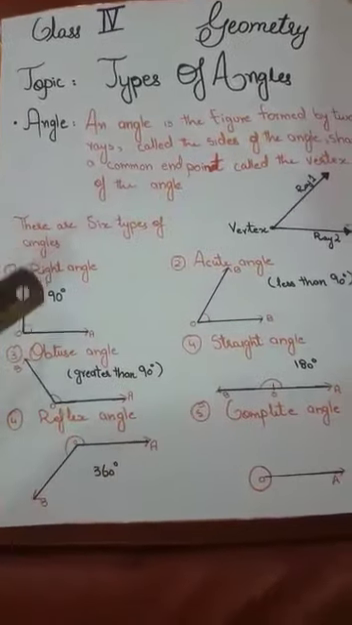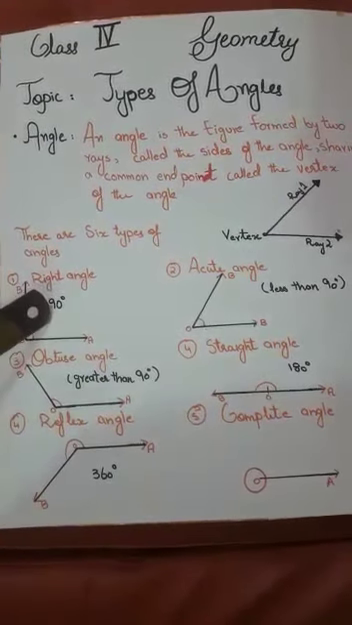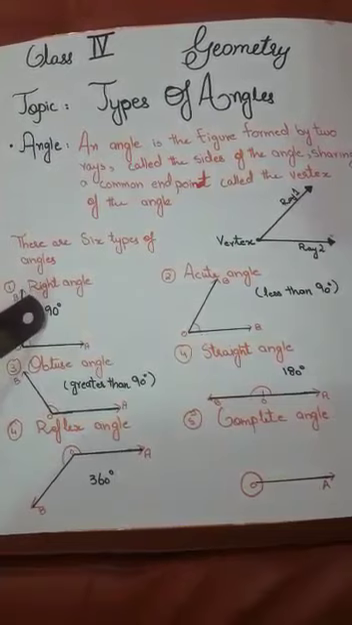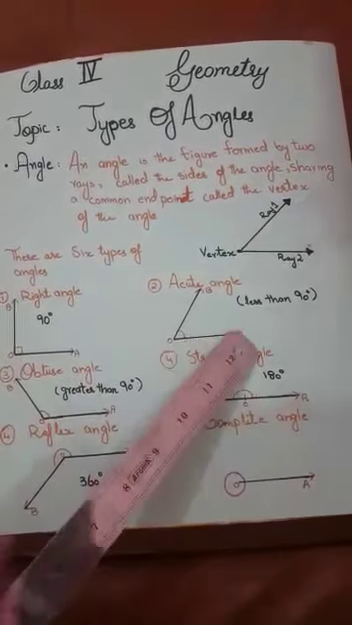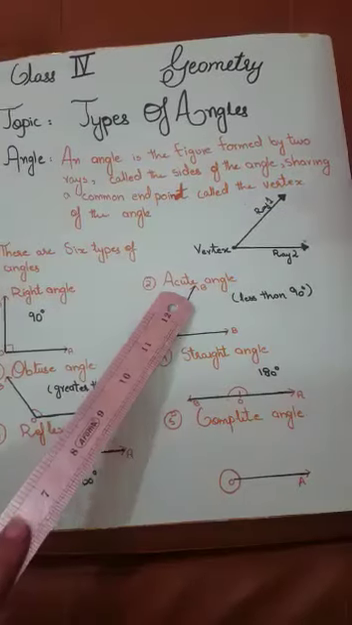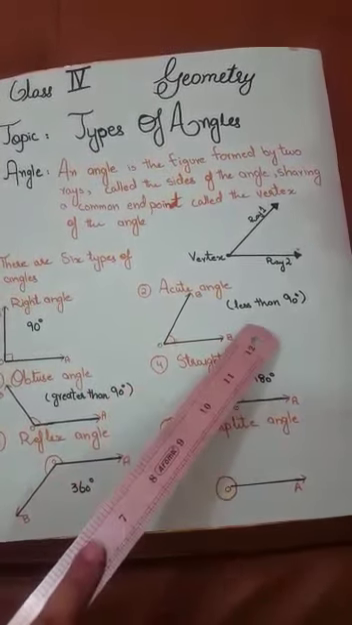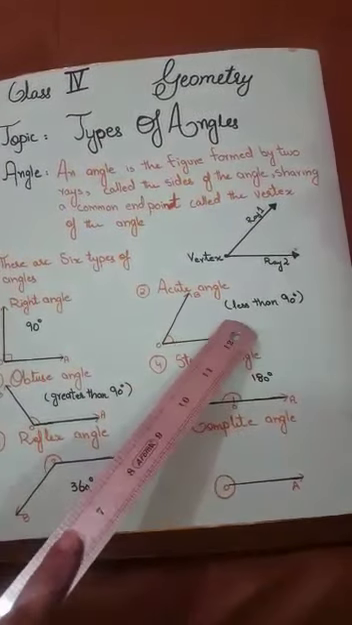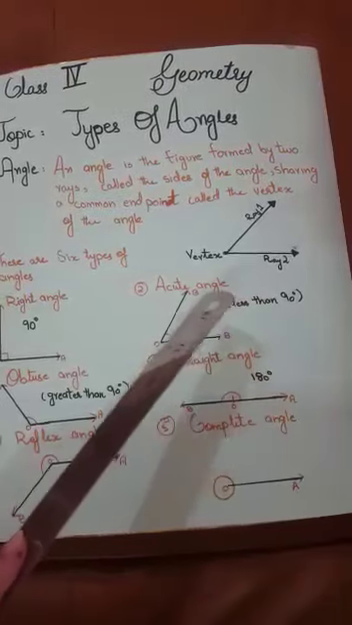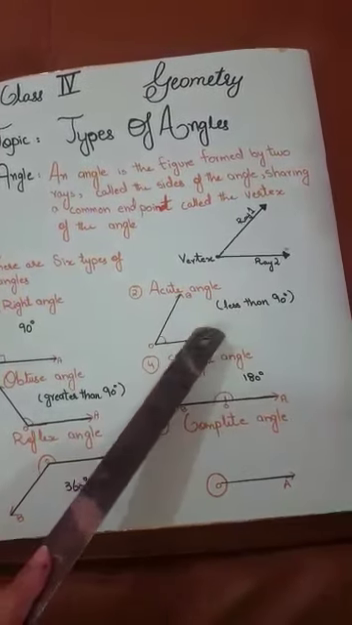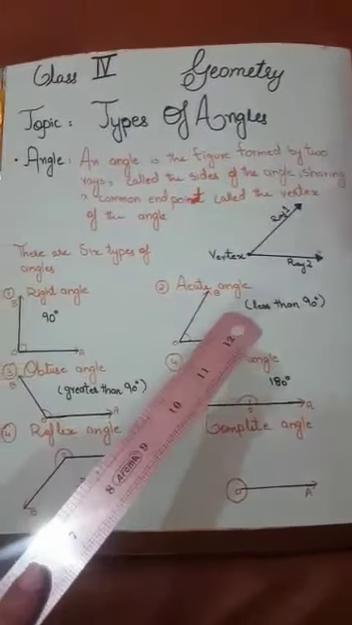First we talk about right angle. A right angle always measures 90 degrees and it is always drawn like this. Then we learn about acute angle. An acute angle always measures less than 90 degrees. So all the angles less than 90, for example 80, 60, 50, whatever you want to draw, but less than 90 degrees, are always acute angles.